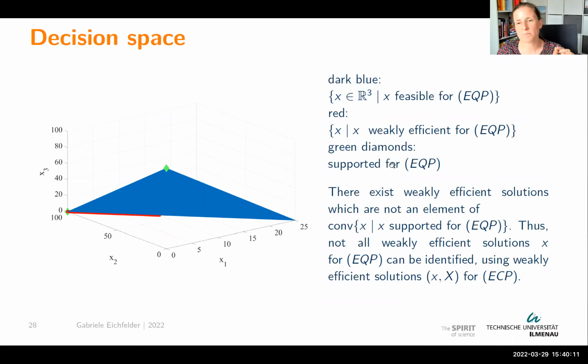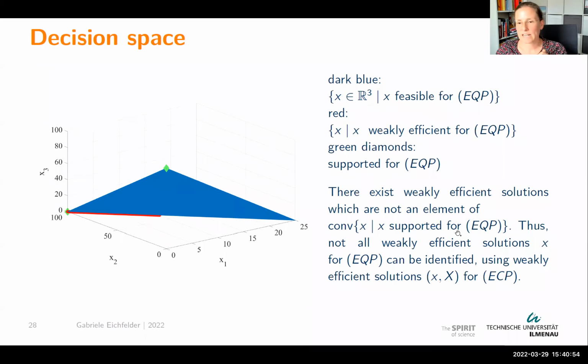The green diamonds mark those weakly efficient points which are additionally supported. Recall, any supported solution is weakly efficient. Supported solutions are those which can be found by a weighted sum. All supported solutions are weakly efficient, but not every weakly efficient point has to be supported, which can be seen here. We have a lot of weakly efficient points which are not supported. And what is more, many of the weakly efficient points on the red line are not in the convex hull of the green diamonds. They are not in the convex hull of the supported solutions. And you might recall some slides earlier, I showed you that we are only able to recover points which are in the convex hull of supported solutions.